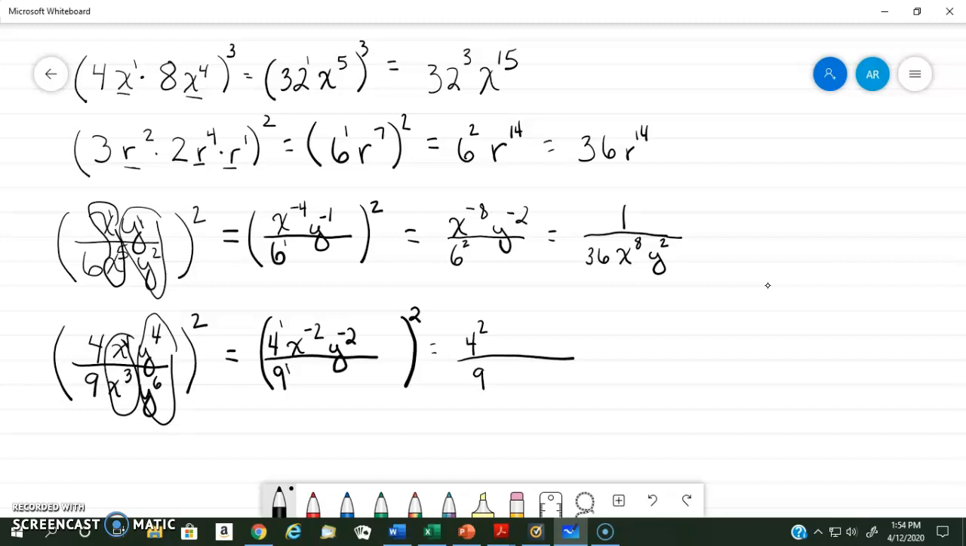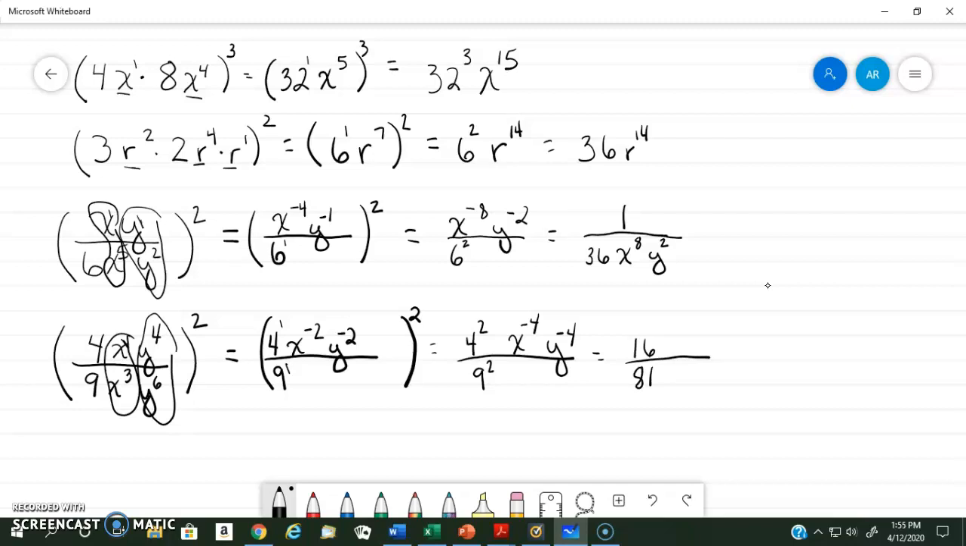I get 9 squared. I get x, 2 times negative 2 is negative 4. And then for the y, 2 times negative 2 is also negative 4. And I'm going to do a couple things here. 4 squared is 16. 9 squared is 81.